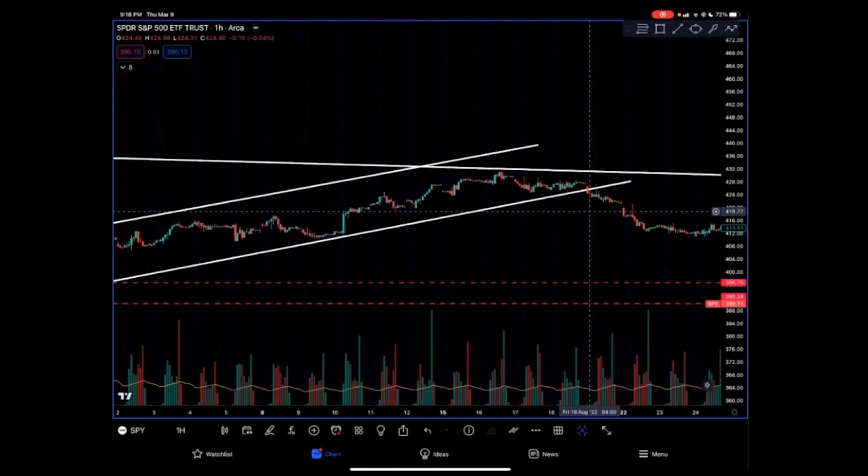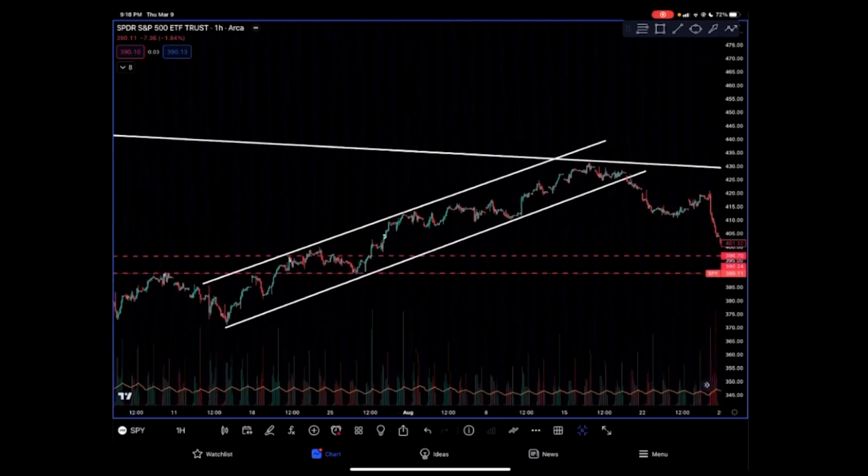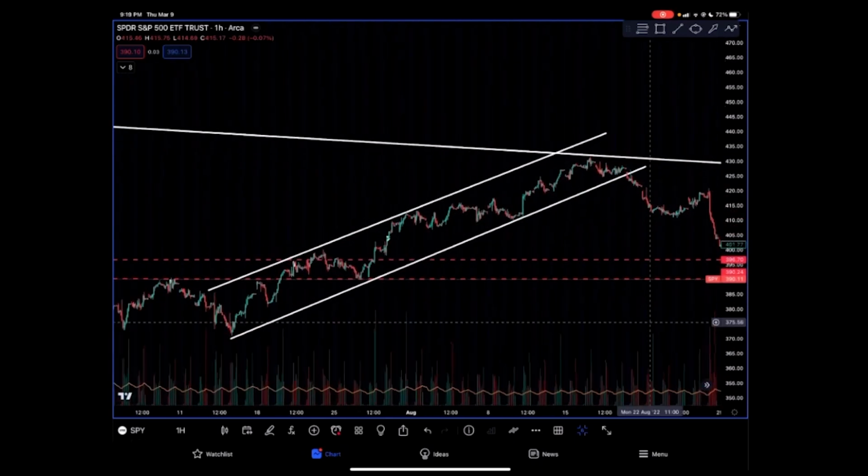You don't want to take a breakout with a candle that's outside of the zone on low volume, because that, most of the time, signifies a fake out, right? So we don't want to get caught in the fake outs.